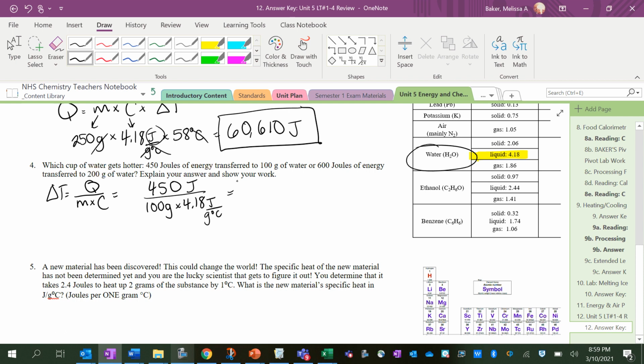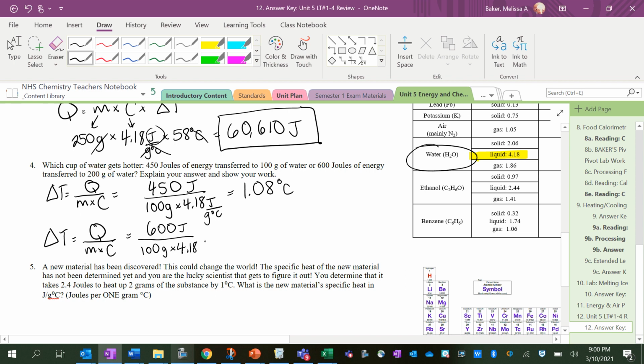So I'm going to multiply the bottom first, 418. So 450 divided by 418, 1.08, and that would be degrees Celsius. So that's how much the temperature would change. Now let's talk about the change in temperature for the second cup. Q over M times C. So that would be 600 joules divided by mass is 100 grams times 4.18 joules per gram degrees Celsius equals.